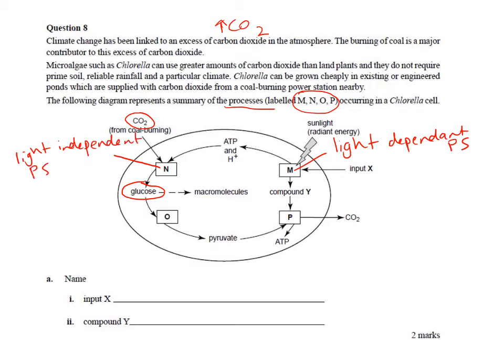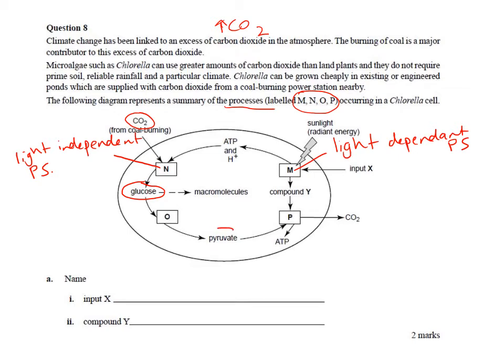Okay, so the ATP and hydrogen from the light dependent stage travels over to the light independent stage. Carbon dioxide diffuses through the atmosphere into the plant, and glucose is produced there. Then we know that glucose is an input for process O, and compound Y, which we'll come back to, is an input for process P. So we know that glucose goes into our cellular respiration.